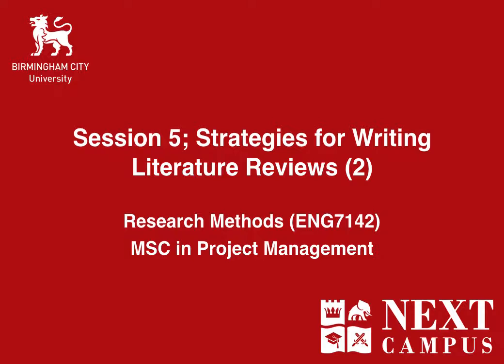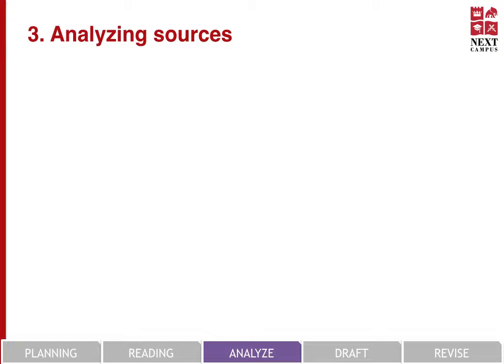In our first tutorial, we discussed five areas on how to write your research or literature review. It was planning, reading, analyze, draft and revise. In our first tutorial, we covered both planning and reading, and today let's look at analyzing your research.